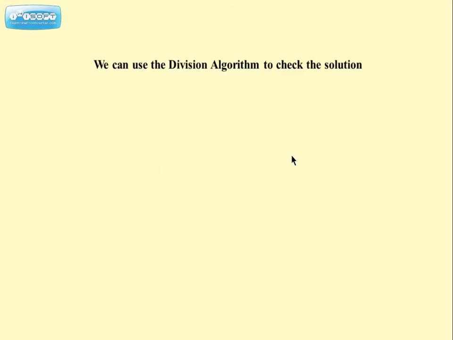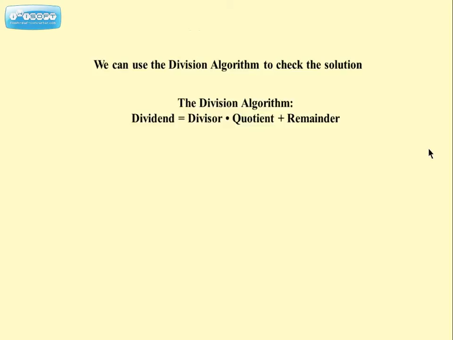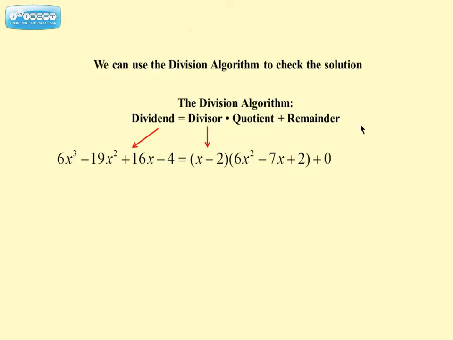We're now going to check our result, and to be sure that we performed the division properly, we use the division algorithm to check our solution. The division algorithm states that the dividend, which in our case is the polynomial, equals the divisor times the quotient plus the remainder. For our problem, there's the dividend, the divisor times the quotient plus the remainder.